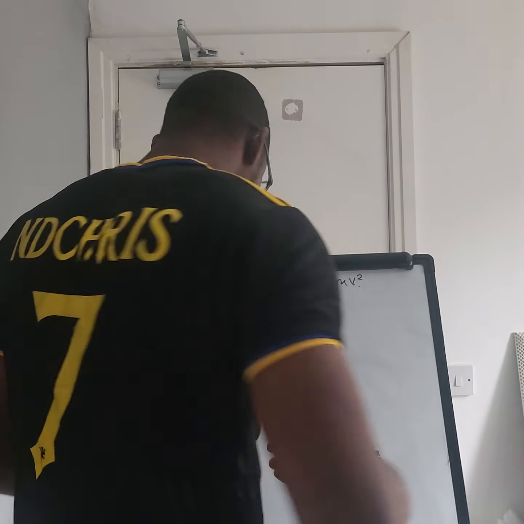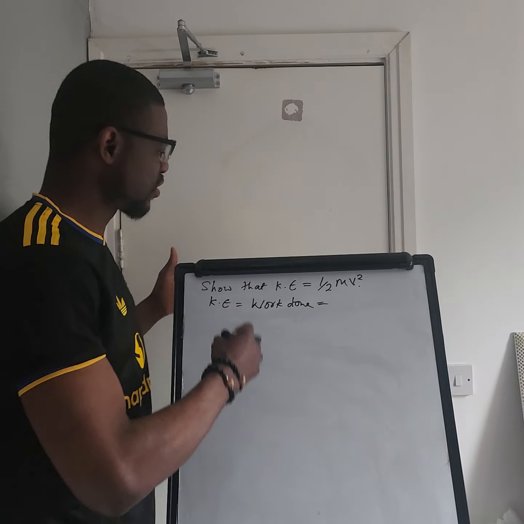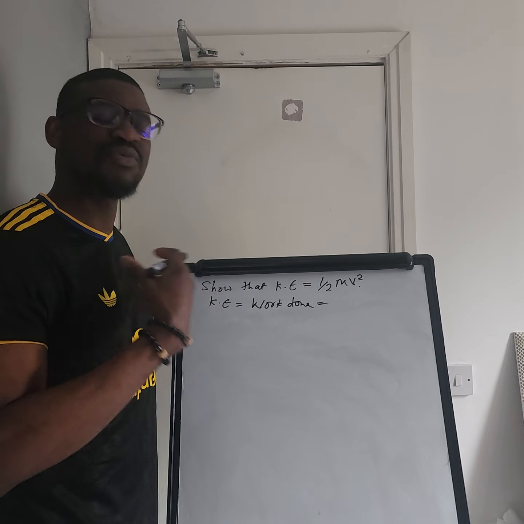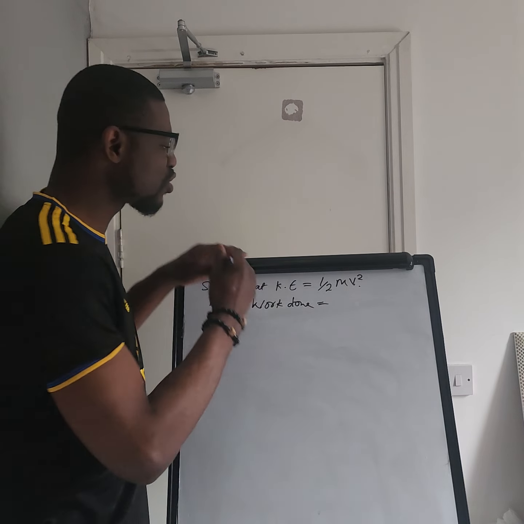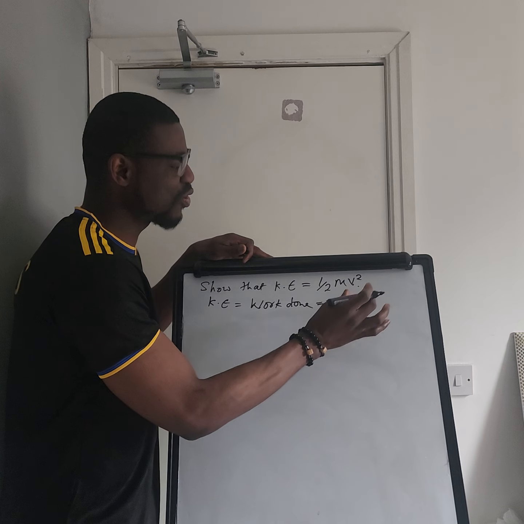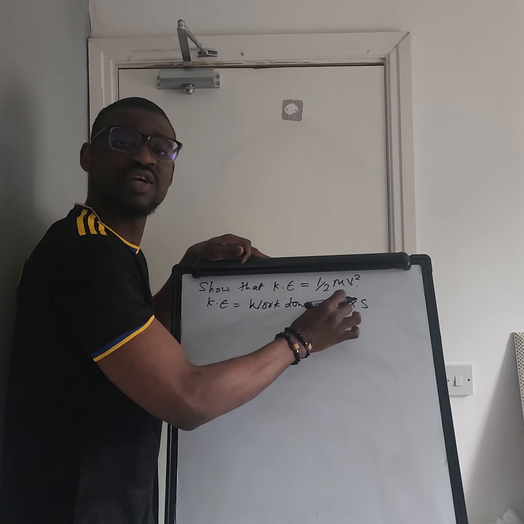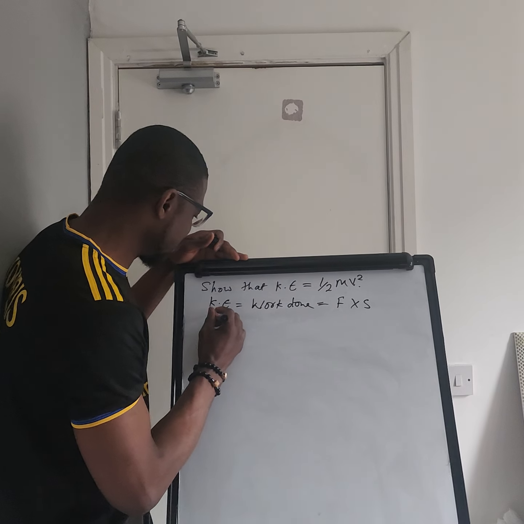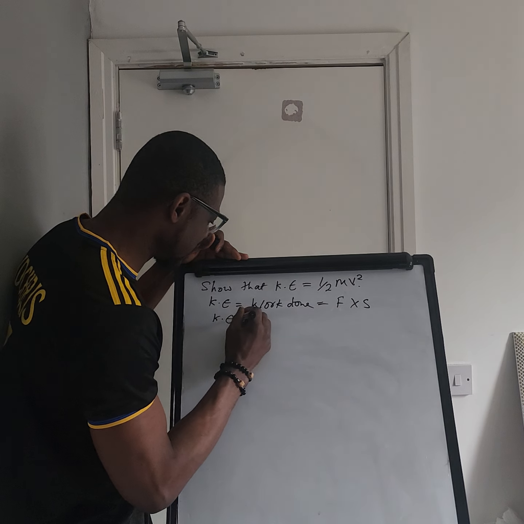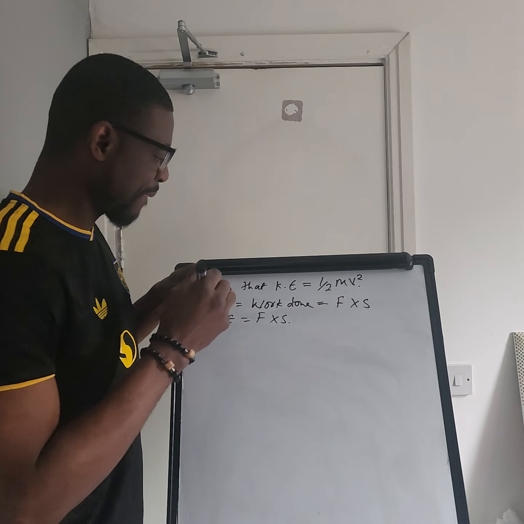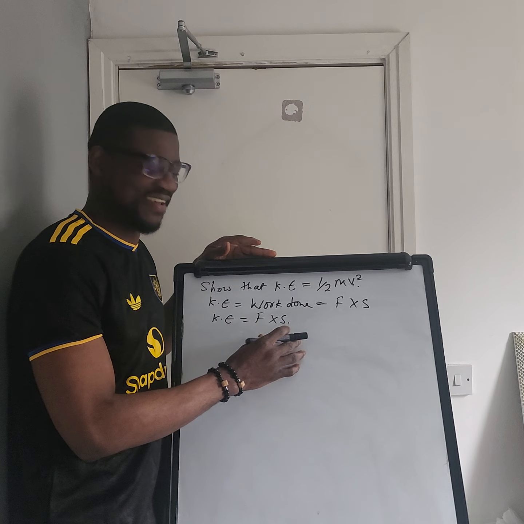As I am now, I am moving. Therefore, I am doing work. So work done is my force, which is my body weight, multiplied by the distance I've covered. Work done equals force F times distance S. I'm going to use F to denote force and S to denote distance. So we can invariably say that kinetic energy equals force times distance. We are not done still.